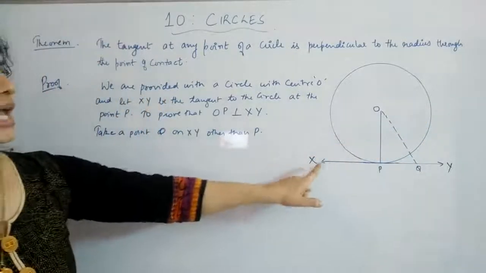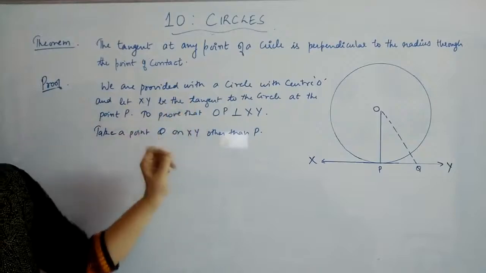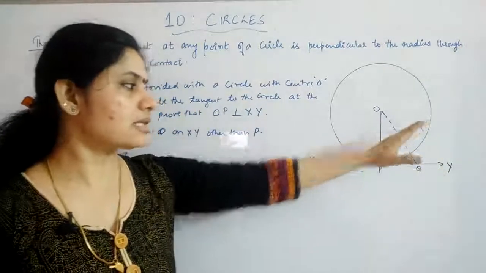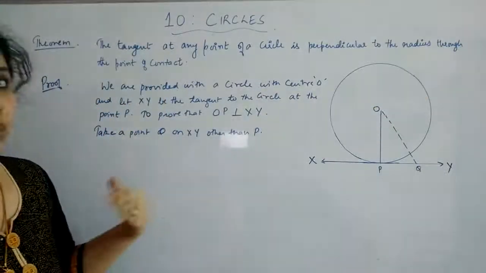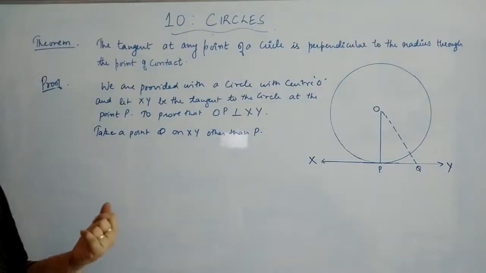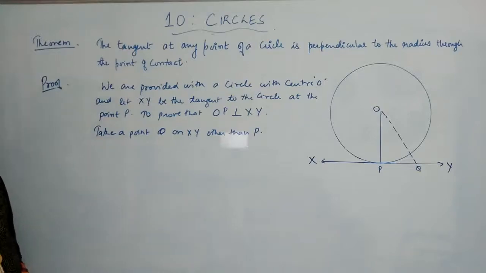At that time, this XY is no more a tangent. Since we have taken XY as a tangent, tangent means it will meet the circle only at one point. But when this Q is inside the circle, this XY is going like this. That means it will be touching at more than one point, right? That means it will become a secant. So we can say that Q will be a point which is outside the circle.